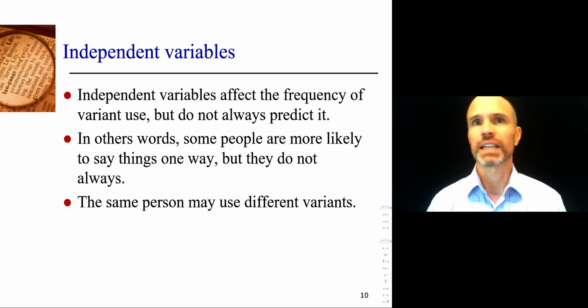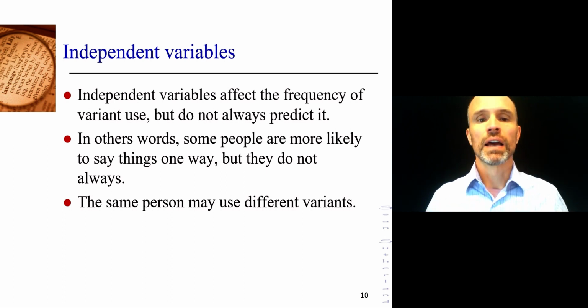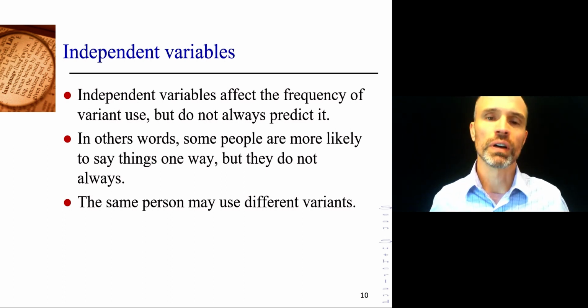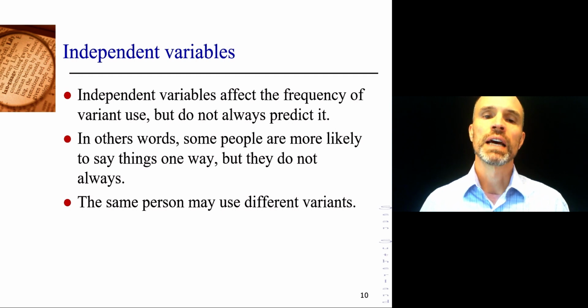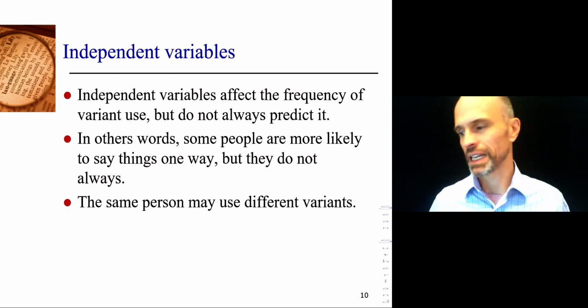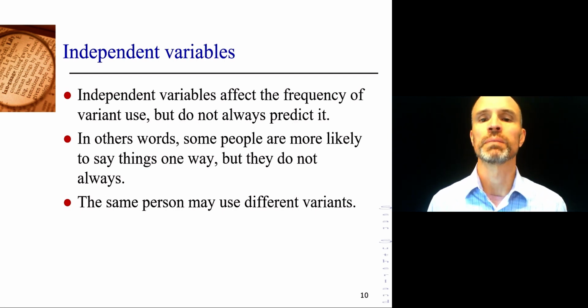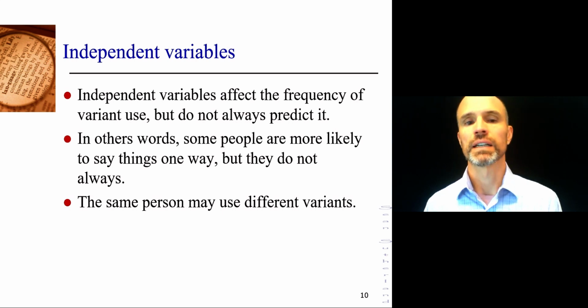These independent variables, class, age, gender, and you can make a much longer list, right? What's your purpose? Where are you? Are you in the classroom, or are you in the library, or are you in a coffee shop? What's your purpose? Is it to entertain or to inform, to persuade? You could add all those to the overall list of independent variables. All of the features of language user variables and language use variables, right? You can add them all together and call them independent variables. They affect the frequency of variant use.